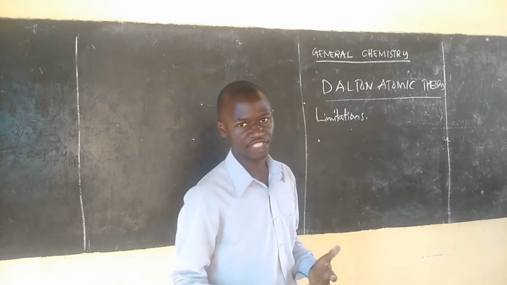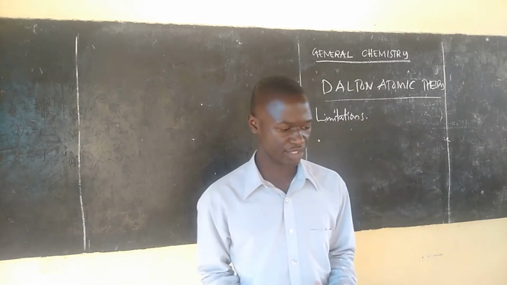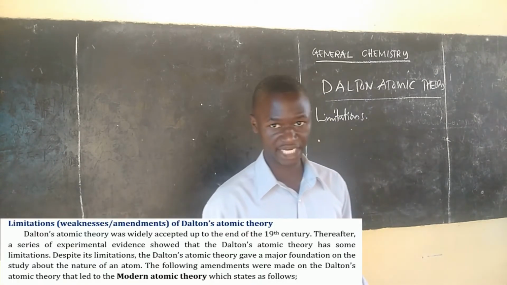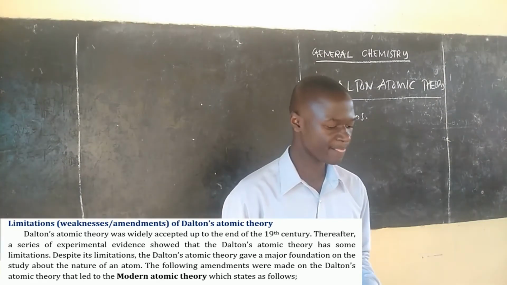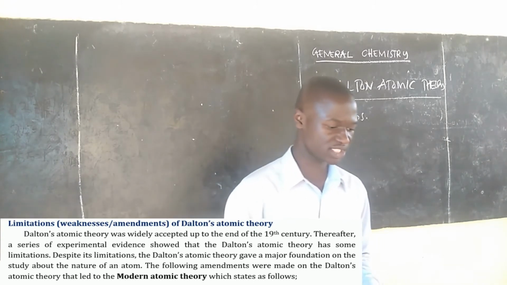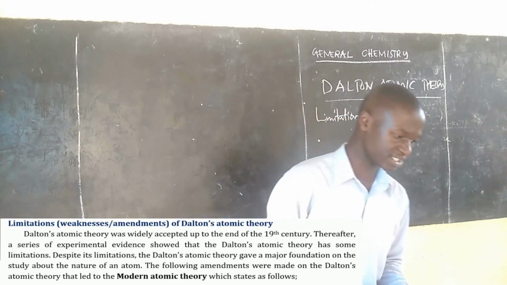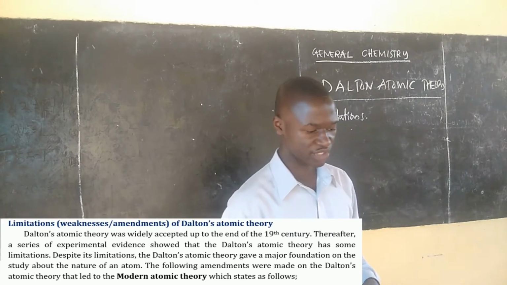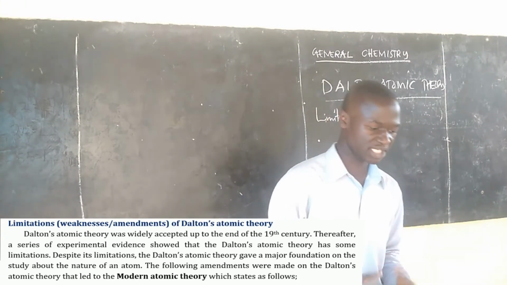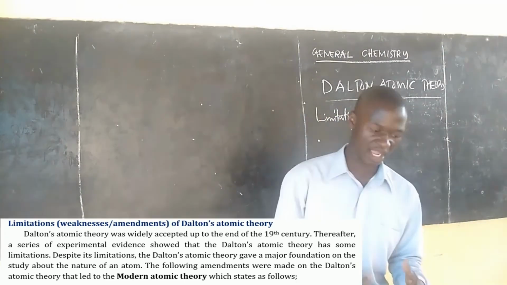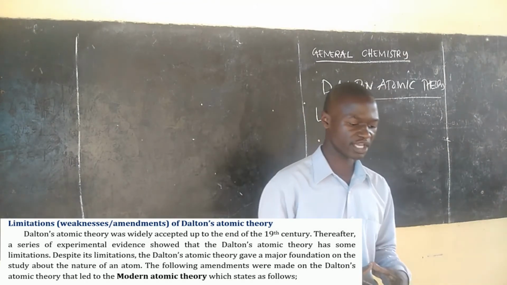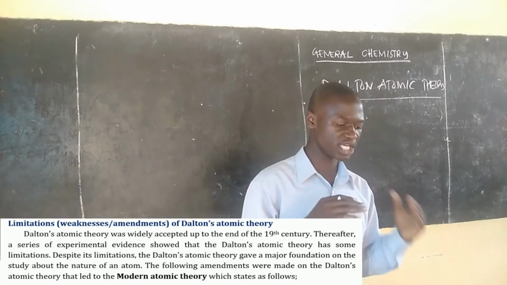So, about limitations of Dalton's atomic theory, we are saying that Dalton's atomic theory was widely accepted initially. Mwanzoni ambapo kulikuwa hakuna idea nyingine, Dalton's atomic theory was widely accepted. Up to the end of 19th century, therefore, a series of experimental evidence showed that the Dalton atomic theory has some limitations. A series of experimental evidence ambazo zilikuwa zimetokea.